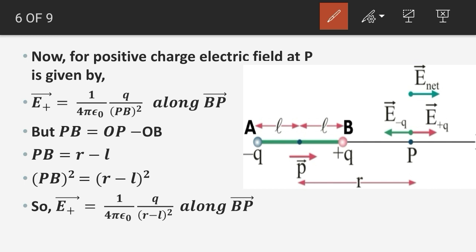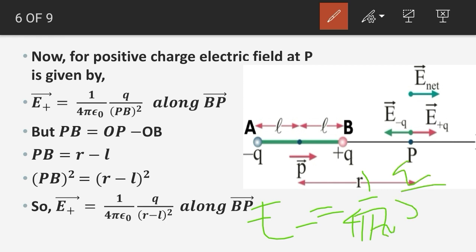E plus is equal to 1 by 4 pi epsilon 0 Q divided by (R minus L) whole square, and E minus, as described in the previous slide, is equal to 1 by 4 pi epsilon 0 q divided by (r plus l) whole square. Both the terms we are getting.